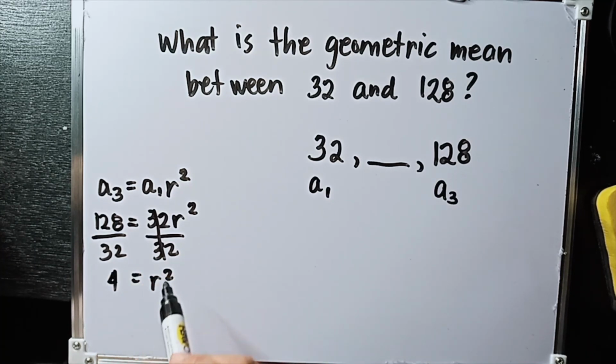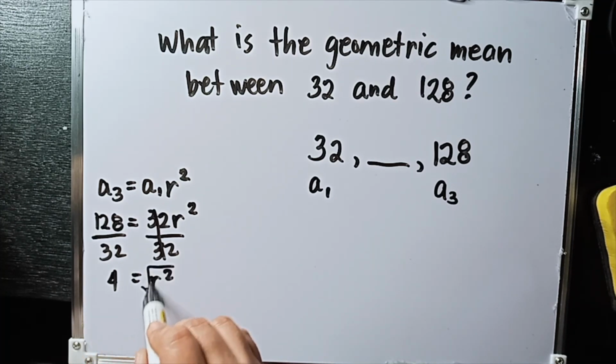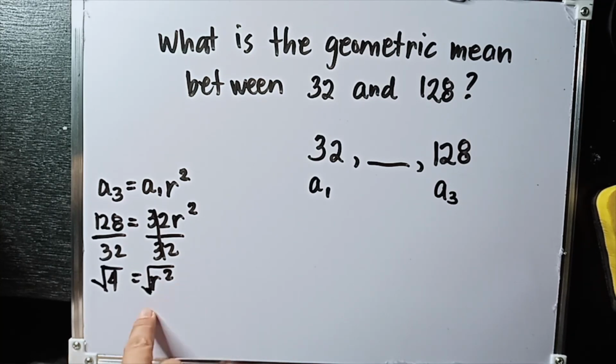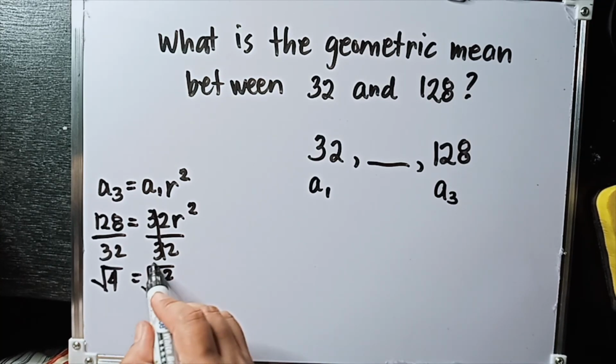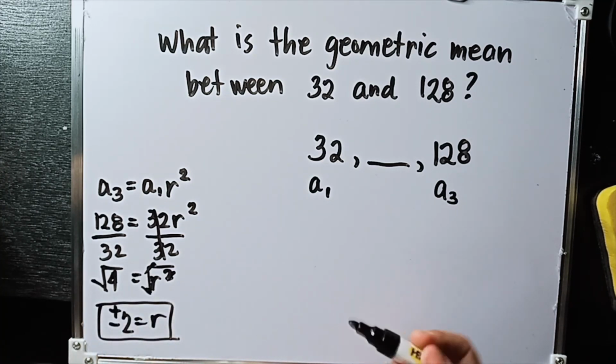Okay? So how do we solve for the value of r? We get the square root. What is the square root of r squared? So this one will be cancelled. So r, what is the square root of 4? It is positive or negative 2. It means that we have two values for the common ratio.